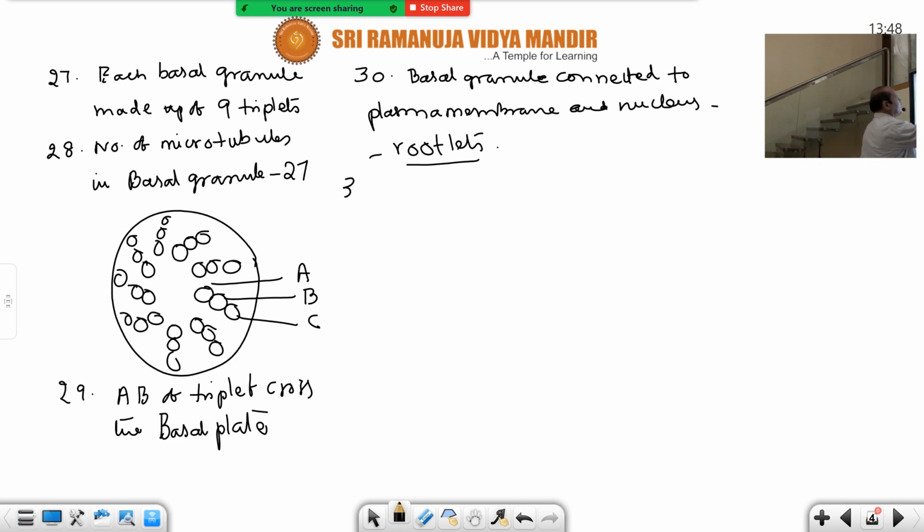And last and final heading, this is I think the seventh heading. First heading is axonium, second heading is microtubules, third heading is dynenams, fourth heading is inner sheath and outer sheath, fifth heading is radial spokes, sixth one basal granule, and seventh one lateral appendages of flagellum. These lateral appendages are also called mastogonemes. Short hair-like projections come on the edges of the flagellum. They are known as mastogonemes.